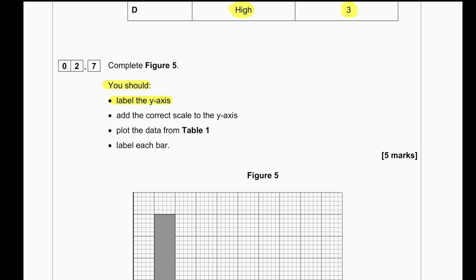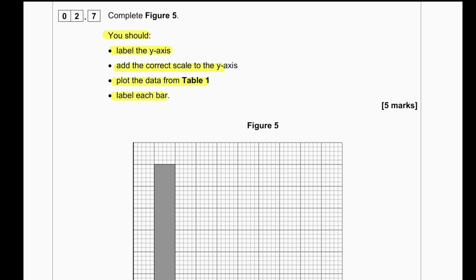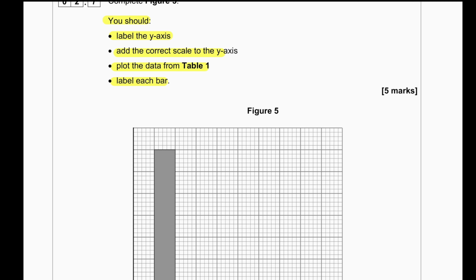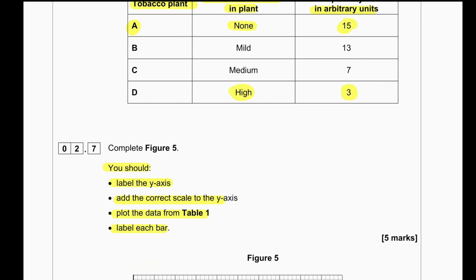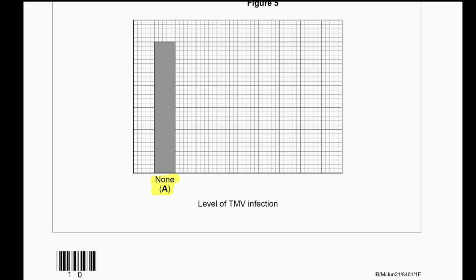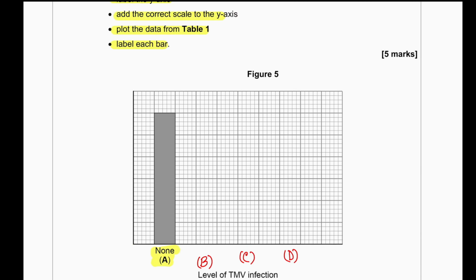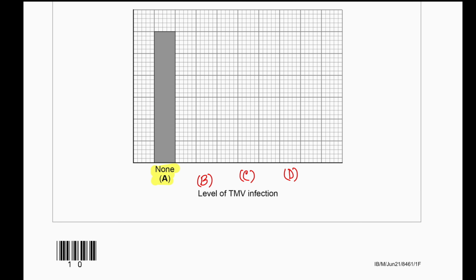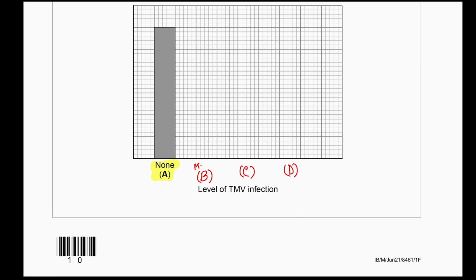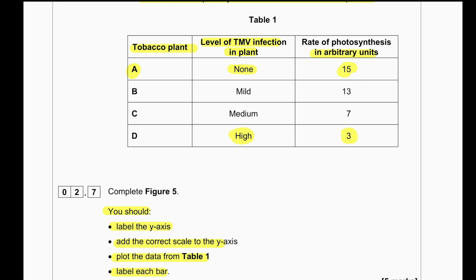You should label the y-axis, add the correct scale to the y-axis, plot the data in table 1 and label each bar. One of the bars is done for us, which is the none. So the other ones will be B, C, D. In the mild case, we can see 13.